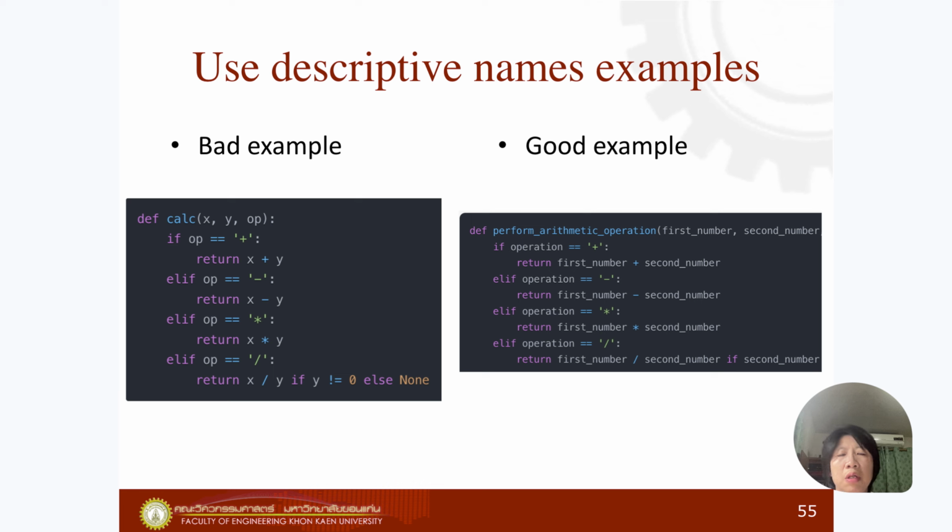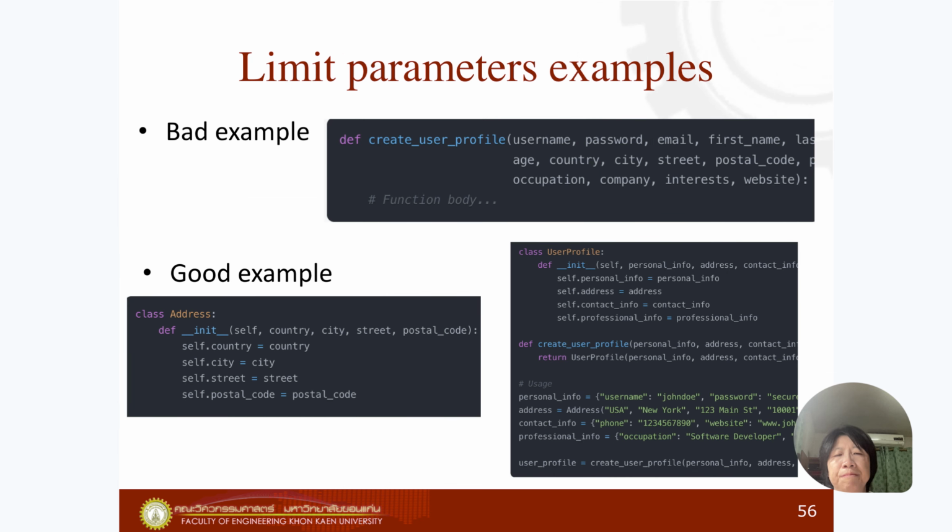And for the example of using descriptive name on the left hand side, often we may just want to have function name very short and use parameter name like x, y, but they are not descriptive and they won't help us to understand code. On the other hand, if we name the function more descriptive, like in the right hand side, they will make us to understand code more easily.